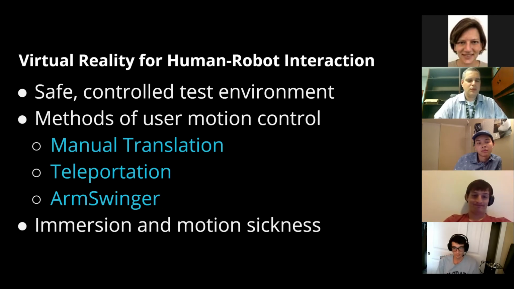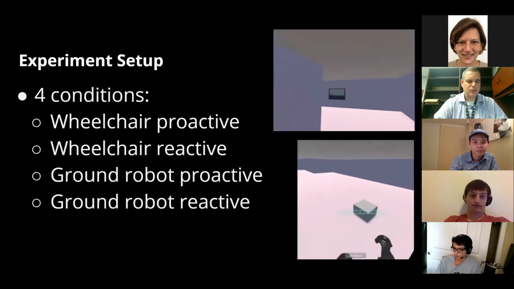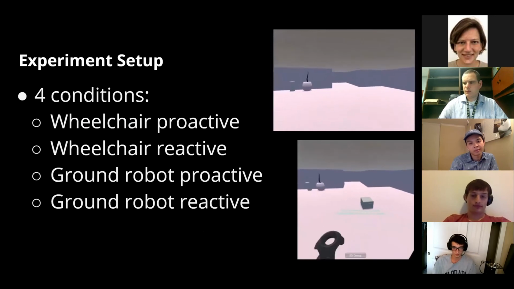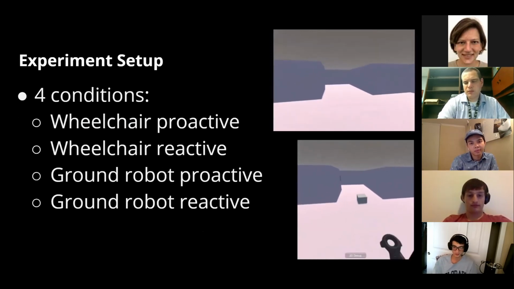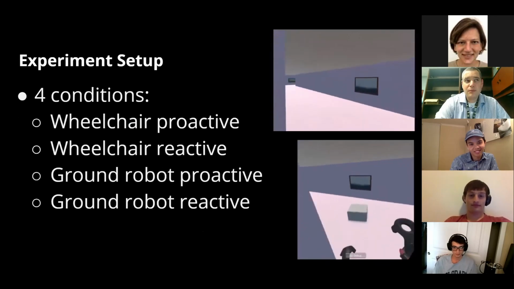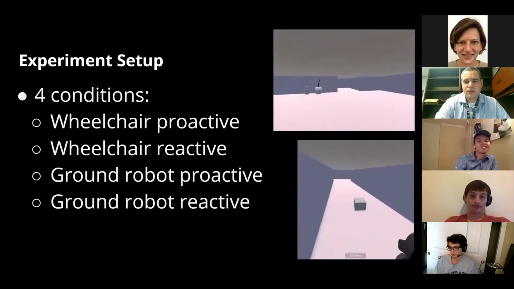We examined several potential methods of user motion control in virtual reality, and we decided on the arm swinger system, which if you see in the bottom right corner of this slide, basically the user swings their arms back and forth to mimic walking in real life, albeit in an exaggerated manner. And we concluded that it provided the highest level of immersion as well as the lowest level of motion sickness.